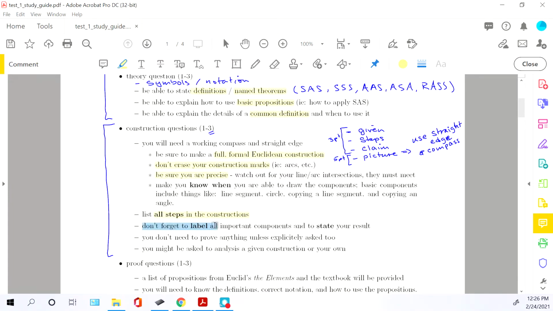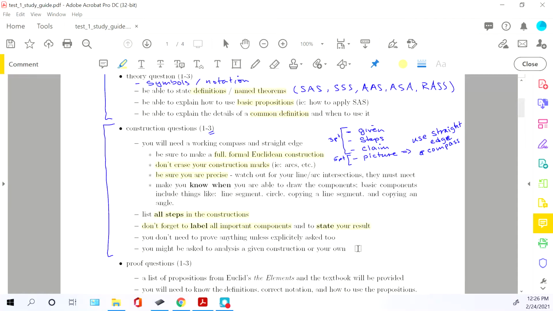Please don't forget to label all of your individual points that you're then going to reference. So for example, if you say, hey, draw in line segment AB, and there's no point A and B in your picture, I can't really tell what you're doing. Stating your result is the same thing as stating your claim.